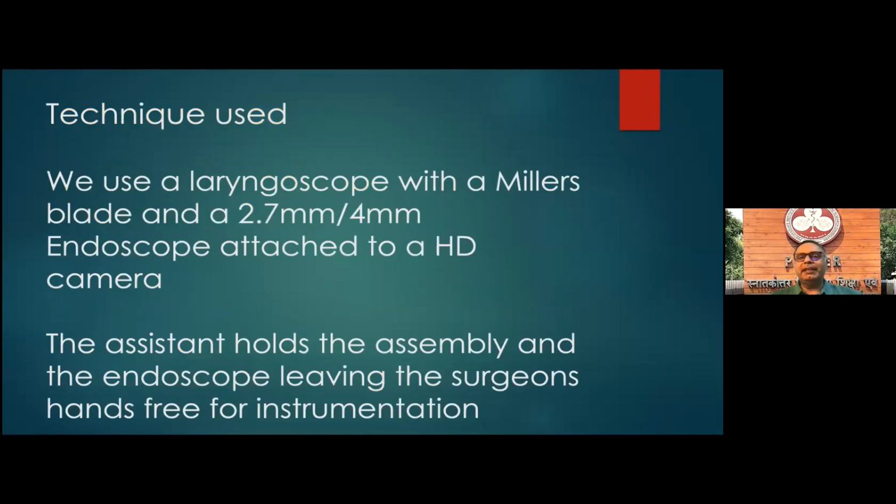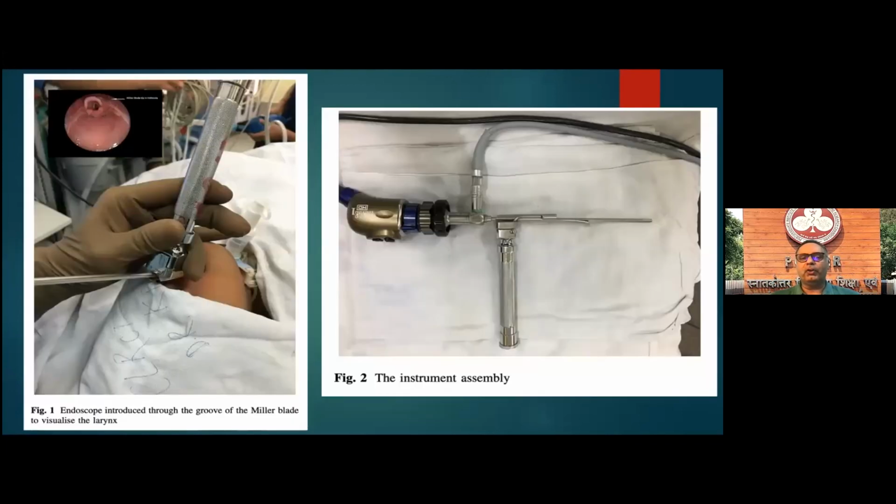So what is the technique we used? We use a laryngoscope with a Miller's blade, and then we use a 2.7 or a 4 millimeter nasal endoscope attached to a HD camera. So the assistant sits at the head end, he holds the assembly, and the endoscope is put through the Miller's blade, leaving the surgeon's hand free for instrumentation. So basically it's a teamwork. Two people are operating on the airway.